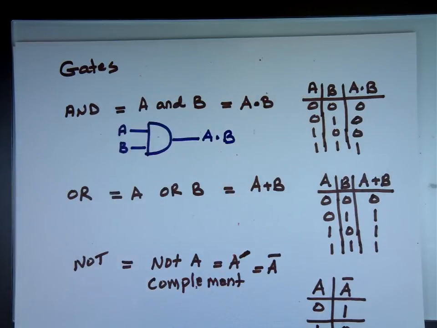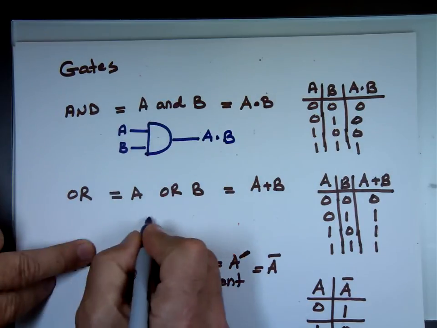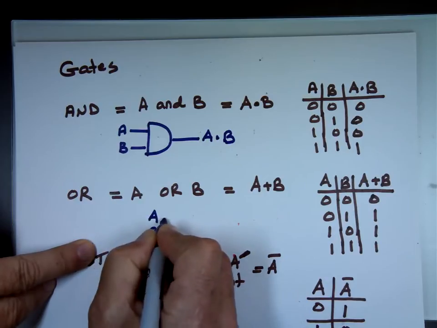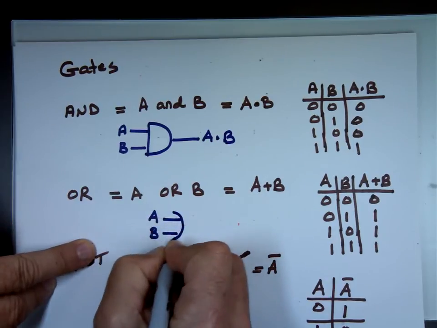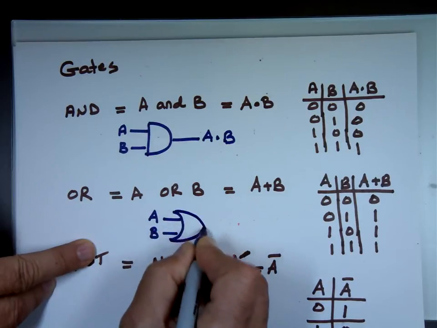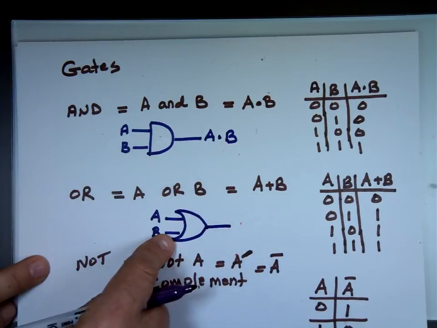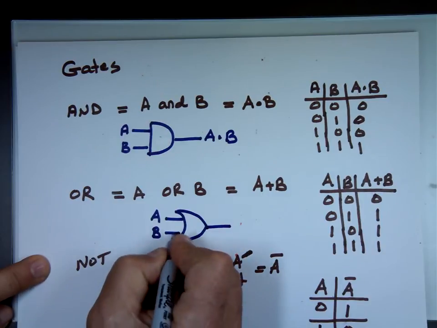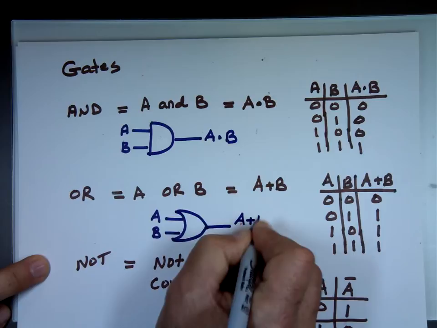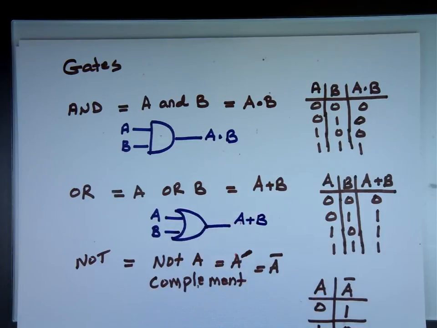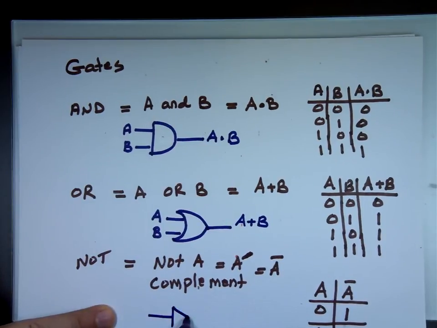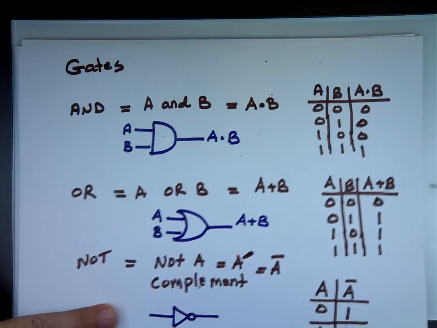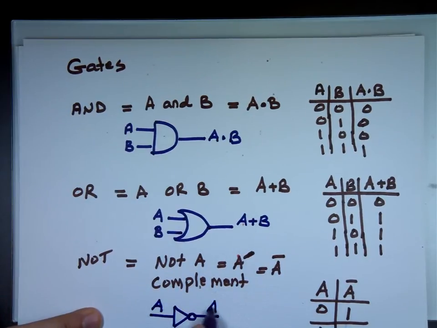An OR gate, when you draw an OR gate, the difference is this is bent, like this. See the difference? This is straight, that's bent. When you bend this edge, that's an OR gate. That means A or B. And the NOT gate, this is A, and this is the complement of that. That's what the NOT gate is.